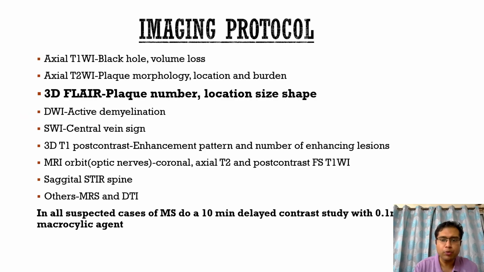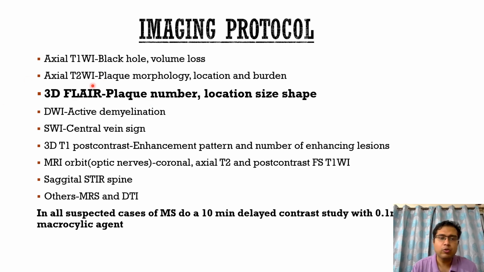Now coming to the imaging protocol for a suspected or a proven demyelinating disorder. These are all the sequences that are to be done, and why they are to be done, and the significance of each and every sequence we'll be seeing later on as we go in the video. But just to give an overview, axial T1 and T2 weighted images are very important. On T1 weighted images, the black holes as well as volume loss are seen in chronic cases, and it is also used to assess neurodegeneration. On T2 weighted images, plaque morphology, location and burden can be assessed.